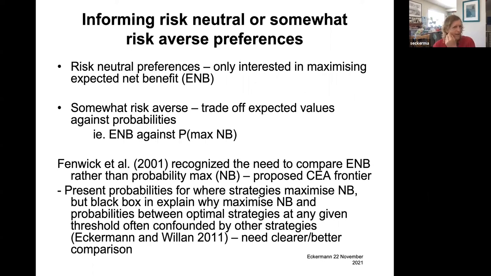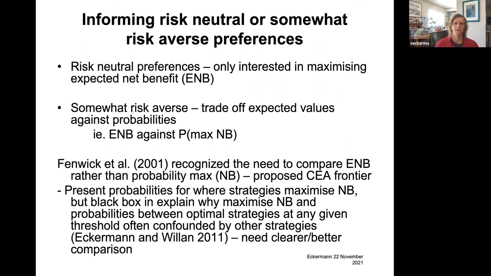So if we're risk neutral, we'd only be interested in maximizing expected net benefit. If we're somewhat risk averse, we're going to trade off, where there are trade-offs, expected values against probabilities. So if your expected net benefit's higher, but your probability is lower, there's going to be a trade-off. Okay, Fenwick in 2001 recognized the need to compare expected net benefit, not just to look at probabilities, and proposed a thing called the cost effectiveness acceptability frontier.